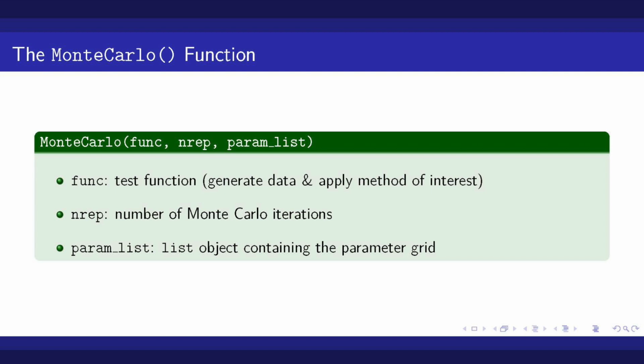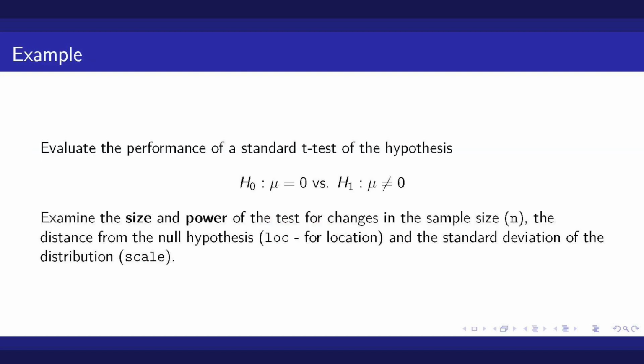It runs a simulation study for a user-defined test function and parameter grid. We therefore have to define our own test function in which we have to generate data and apply the method of interest. The second input parameter is the number of Monte Carlo iterations that should be run for each parameter constellation. The possible parameter constellations are to be defined in a parameter grid. For a better visualization, we will show the Monte Carlo function with an example.